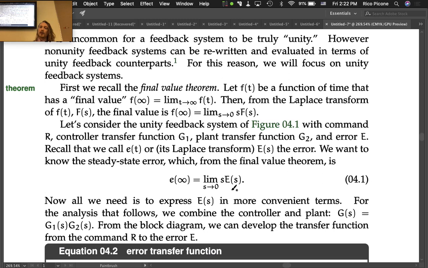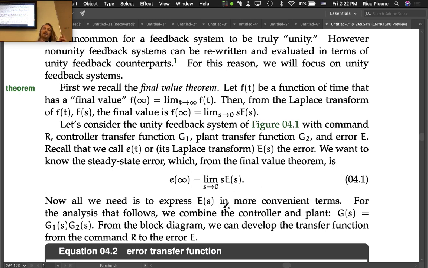So we could take e of t, a function of time, and take the limit as time goes to infinity, but then we have to solve the inverse Laplace transform problem, which is generally hard. We don't like it. So you can find the final value without having to do that. It's kind of nice. And that's what this final value theorem allows us to do. So just take the limit in the Laplace domain.